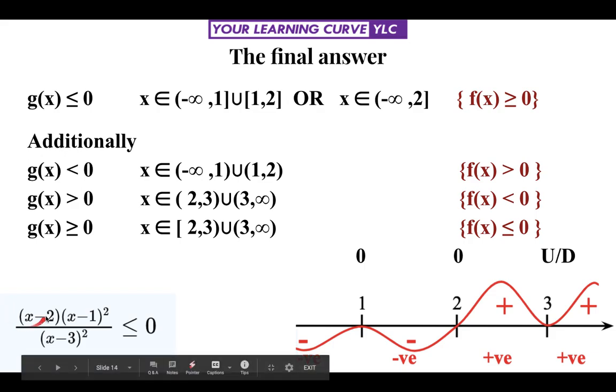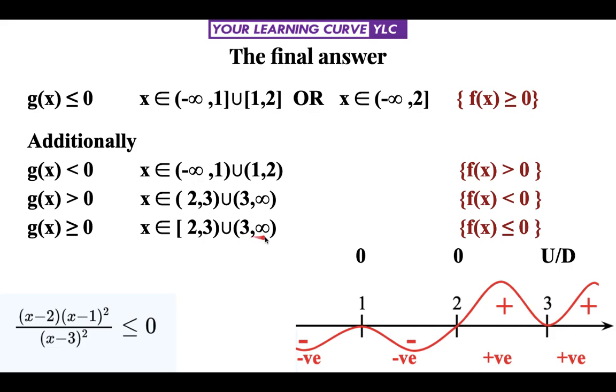So we say that if the denominator is 0, the function is undefined, and hence we cannot include this value in our answer even though 0 is included. Here the function is undefined, so we'll put an open bracket at 3. This cannot be included in our answer: 3 to infinity, open bracket. So for g(x) greater than or equal to 0, x belongs to the closed interval 2 to 3 open, union 3 to infinity open. This is the answer for f(x) less than or equal to 0.